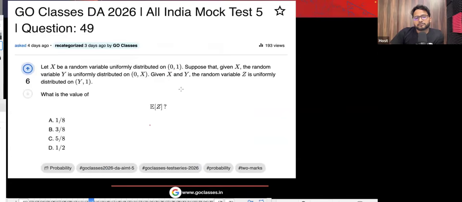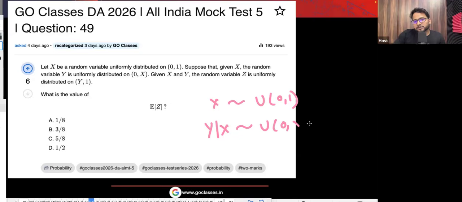Now, this question was also in similar terms, where you might have to apply the conditional expectation formula. They are saying x is a random variable uniformly distributed on 0 comma 1. Now suppose that given x, the random variable y is uniformly distributed on 0 comma x. If x is 3, it will be 0 comma 3; if x is 4, it will be 0 comma 4. Now given x and y, the random variable z is uniformly distributed between y comma 1. They're asking what is the value of expectation of z.